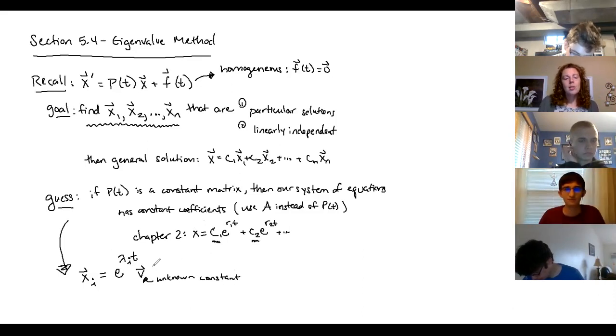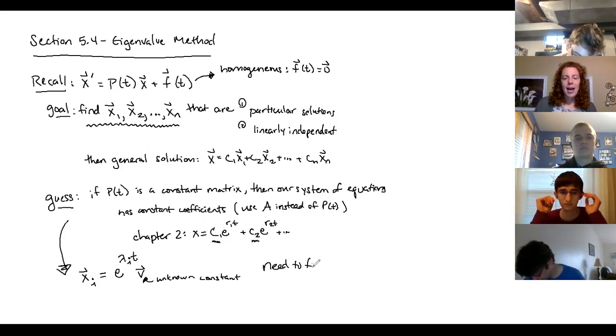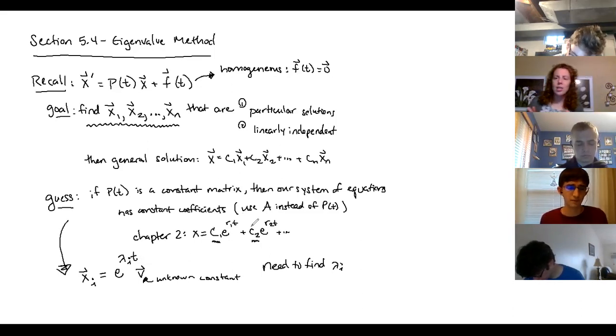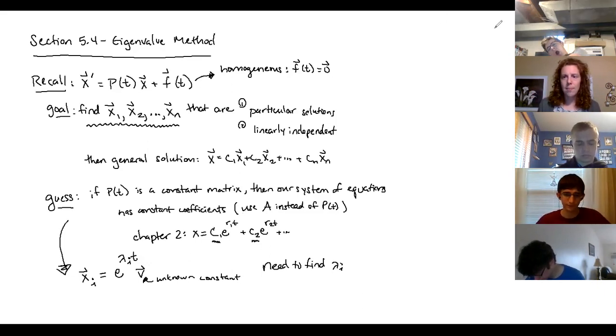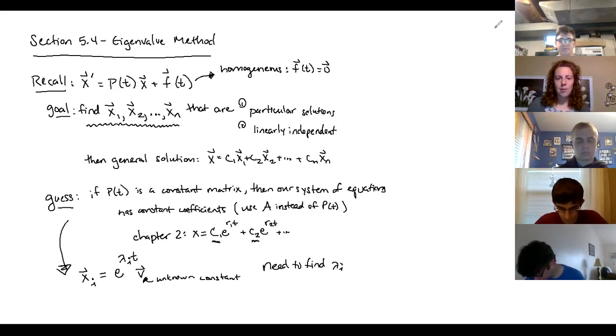So if this is our guess, then what we need to do is find lambda sub i. When we did this up here, we had to find all the roots, r1, r2, all those roots. That was done with the characteristic equation. The analog here is that we have to find those same exponents. So we need to find lambda i. Here's how we're going to do this, and you're going to get flashbacks to linear algebra, for people who have had linear algebra, in just a minute.